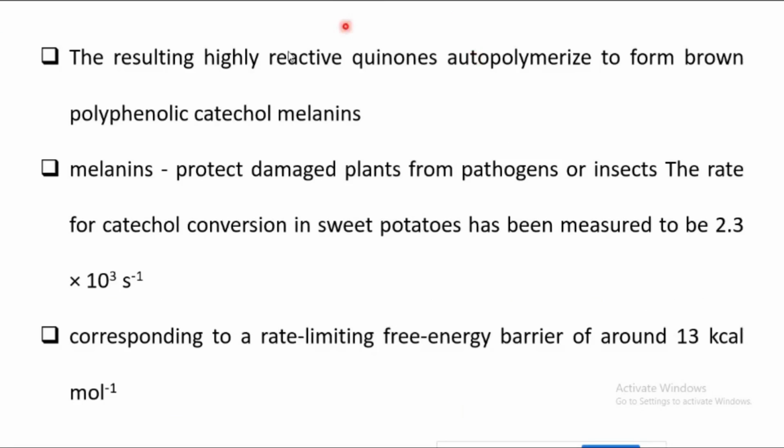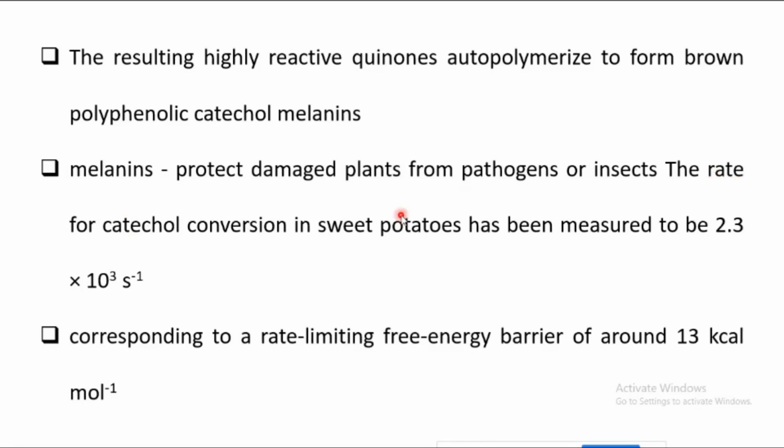This is to protect the external surface. The quinone produced by catechol oxidase will undergo auto polymerization and form brown polyphenolic catechol melanins. So the melanins will protect the damaged plants from pathogens and insects.